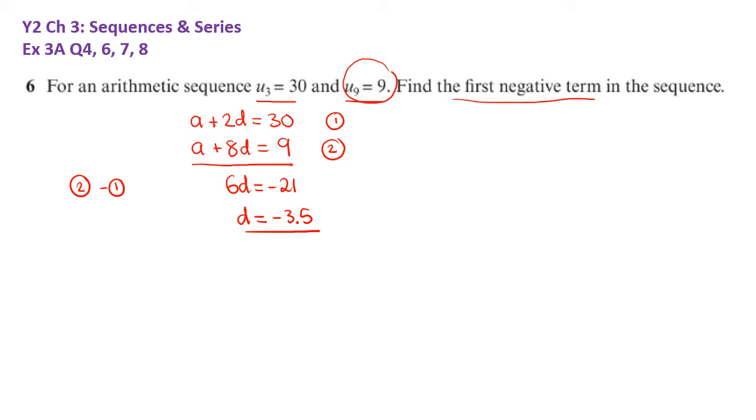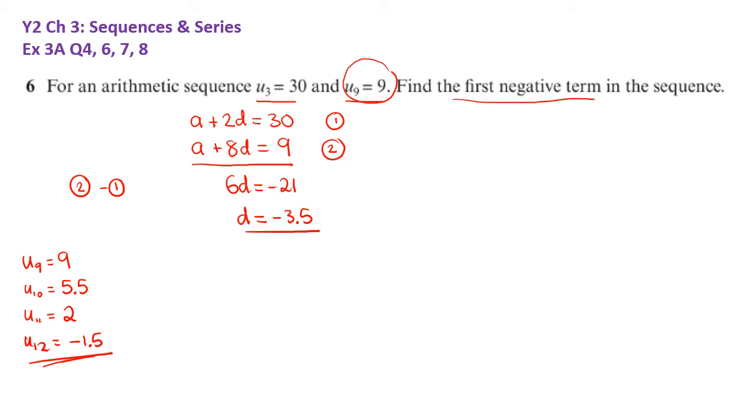So possibly most efficient here would be to just write down what U9, U10, U11 and so on would be. And very quickly we get to U12, our 12th term in the sequence is negative 1.5. So that's our answer, our first negative term in the sequence.